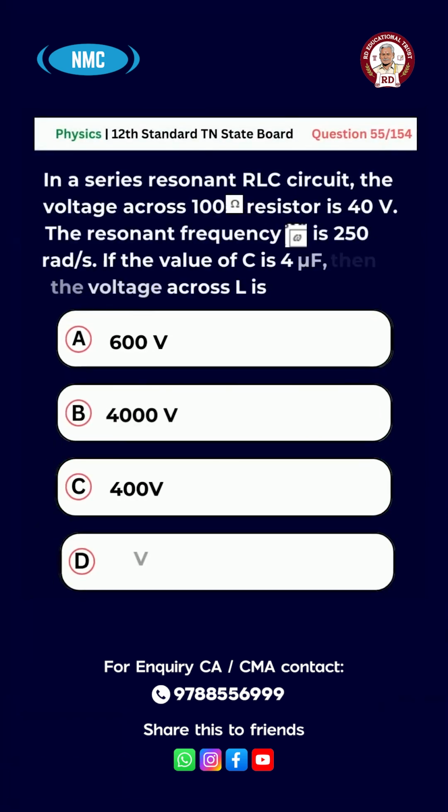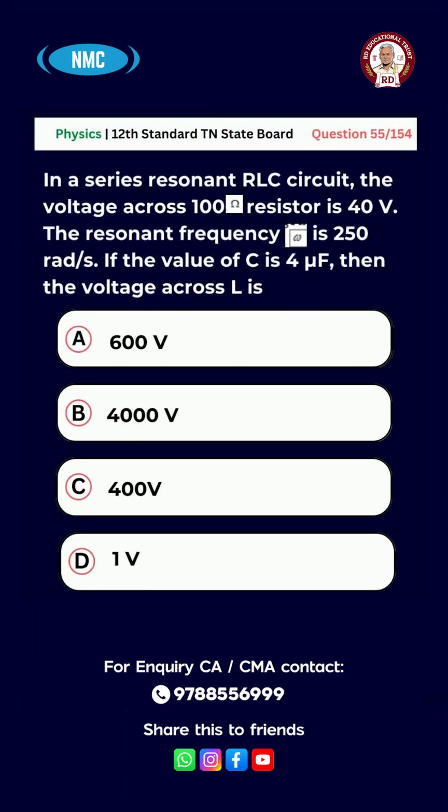Question number 55. In a series resonant RLC circuit, the voltage across a 100 ohm resistor is 40 volt. The resonant frequency omega is 250 radians per second. If the value of C is 4 μF, then the voltage across L is option A, 600 volts, B, 4000 volts, C, 400 volts, D, 1 volt. And the right answer is option C, 400 volts.